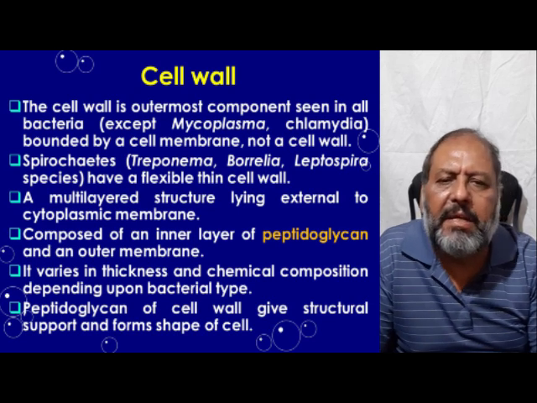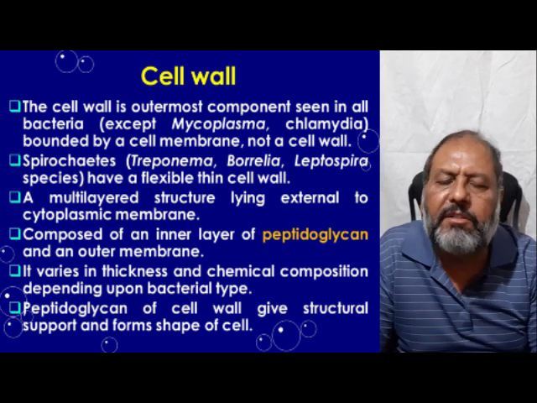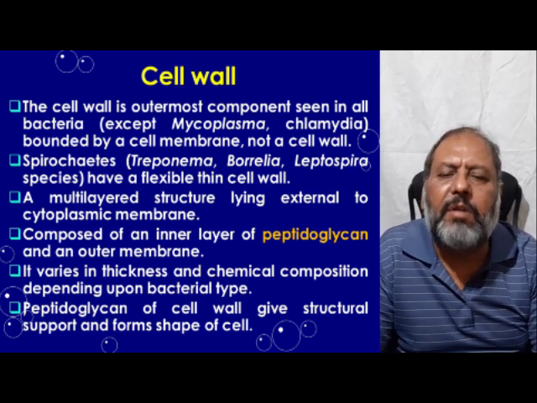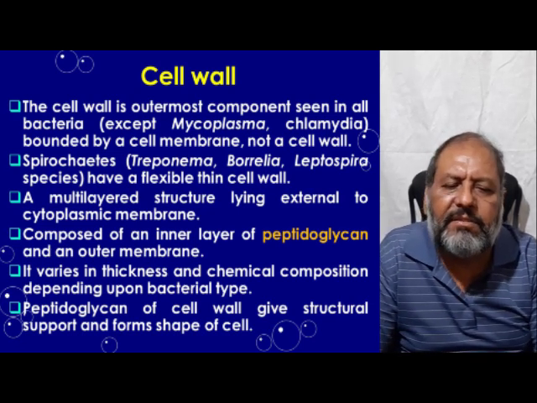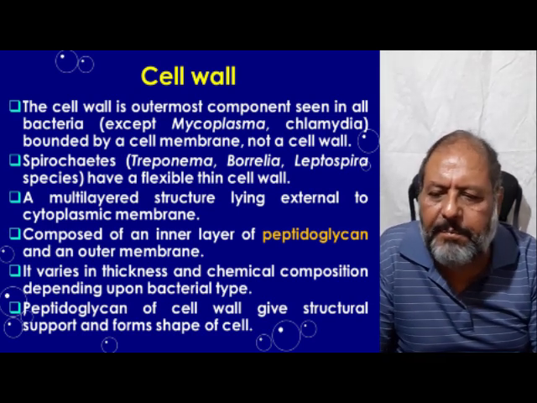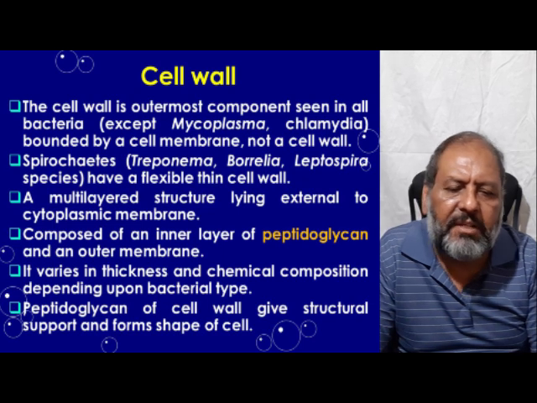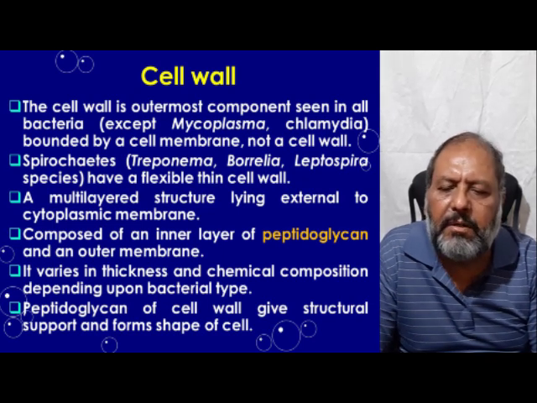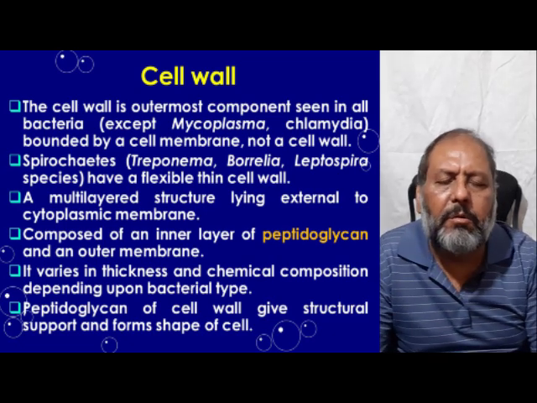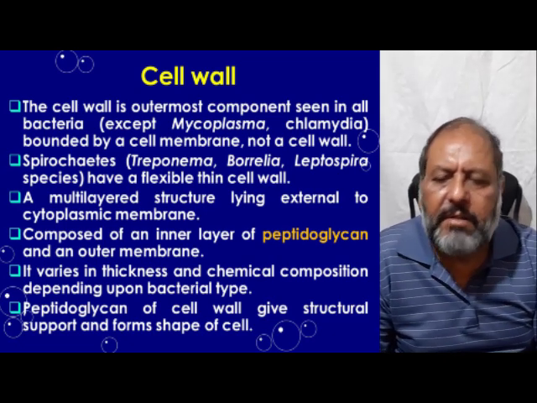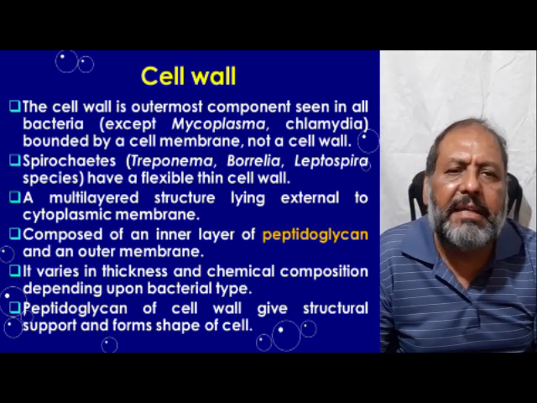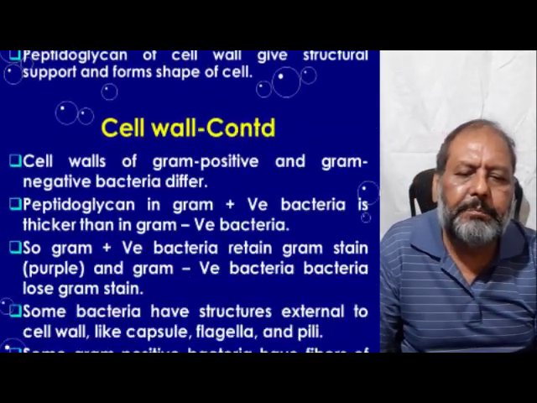A multi-layered structure lying external to the cytoplasmic membrane is the cell wall. It is composed of an inner layer of peptidoglycan and an outer membrane. It varies in thickness and chemical composition depending upon the bacterial type. Peptidoglycan of the cell wall gives structural support and forms the shape of the cell, and the peptidoglycan cell wall is the only unique thing which is found in bacteria, not in any other species.